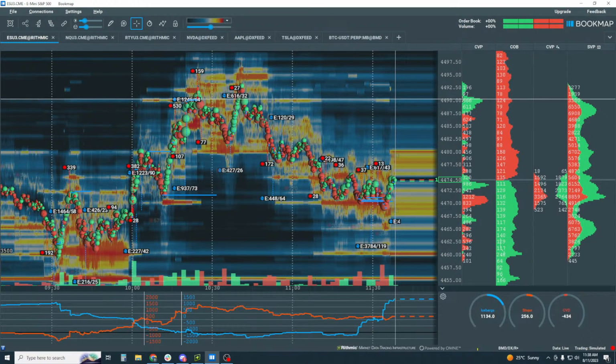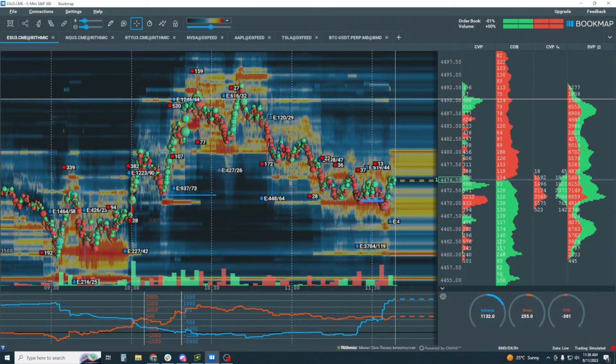We feel this is your education on order flow and understanding these markets at a deeper level, so that you have a higher probability of being successful on your trades.